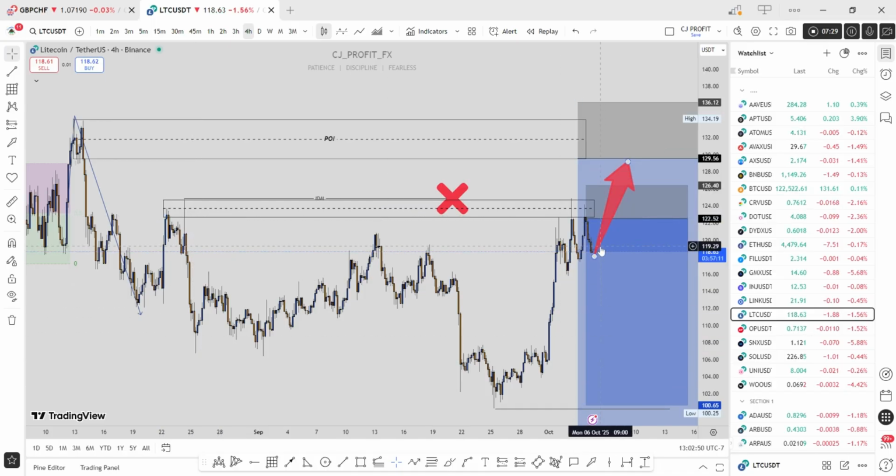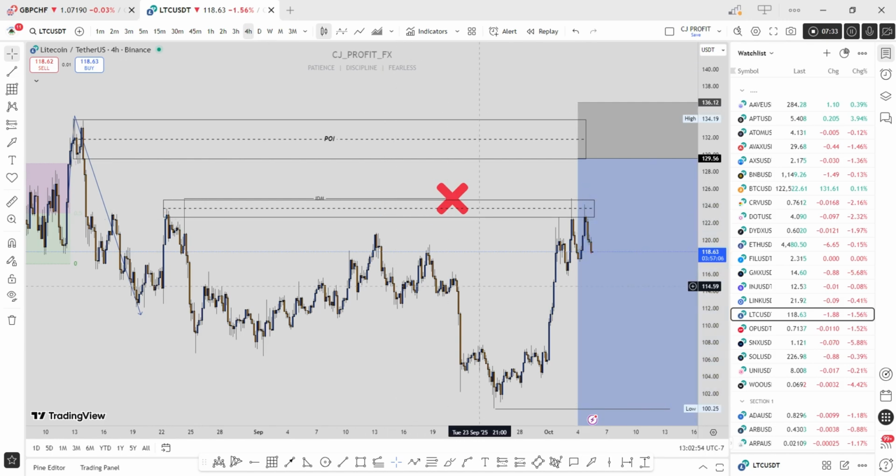So what you should be expecting in the market is something like this. You should expect the market to move down maybe a little bit and then move up, take entry, and then sell.